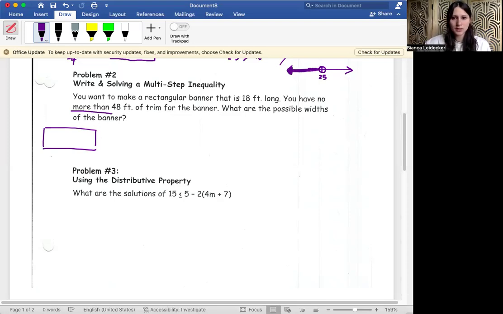This word trim is indicating to you that it's talking about the perimeter. So whatever the perimeter is, I'm going to put P here, it cannot be greater than 48. It could be equal to 48. So I'm going to use this less than or equal sign to talk about how that perimeter or the trim has to be. And for a rectangular shape, it says it's 18 feet long, which means long ways, it has to be 18 feet.